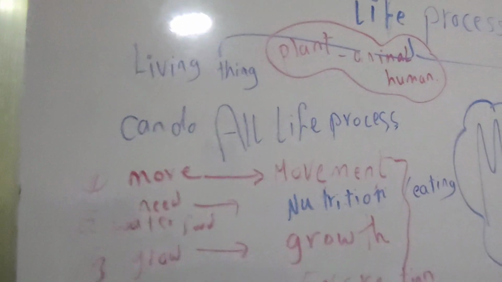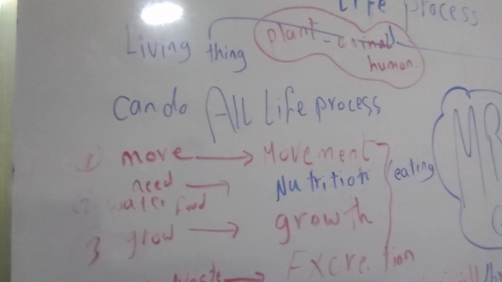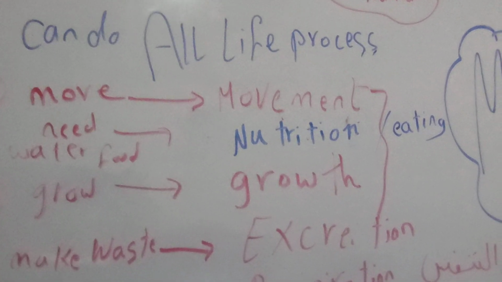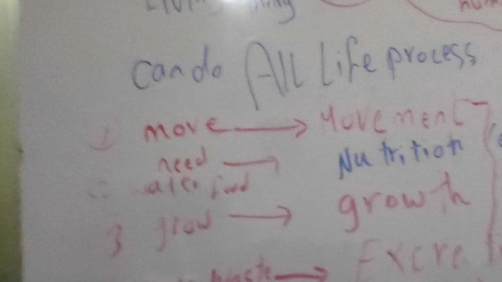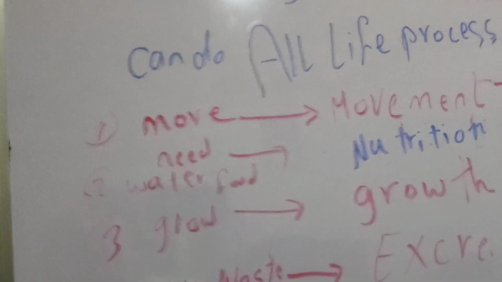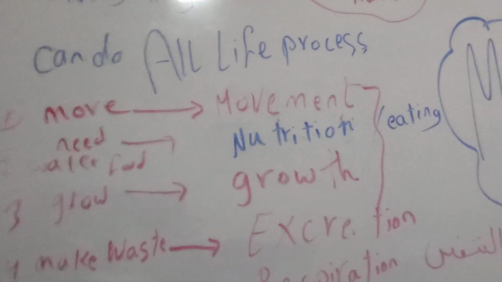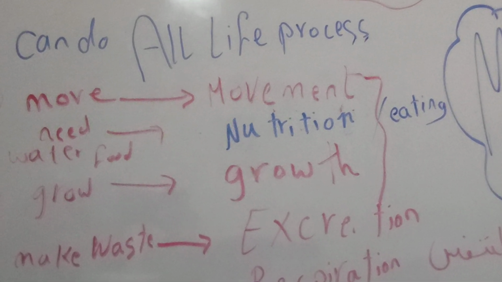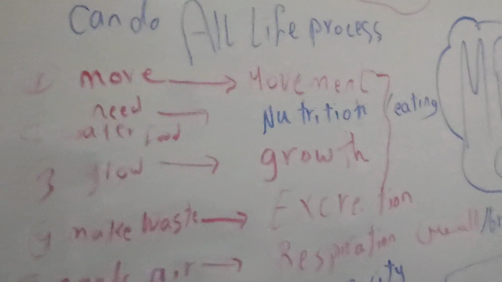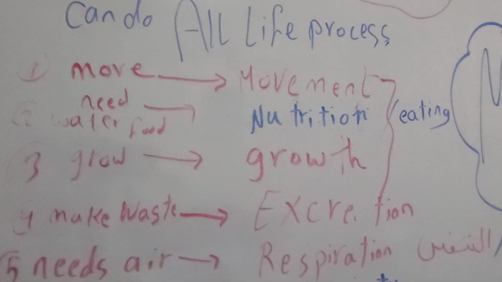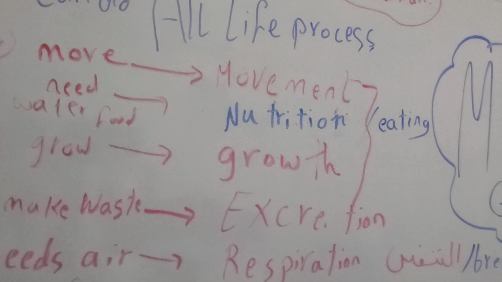Okay, living things can move. Humans can move, animals can move, and sometimes plants move. Plants can move towards the sun. The leaves move towards the sun. Okay, this is called the life process movement. So what is meant by movement? Another word: need water or food. What is this life process called?